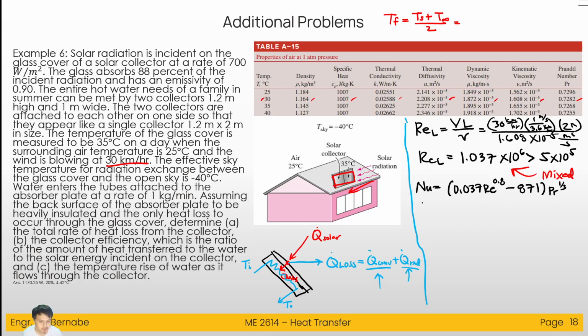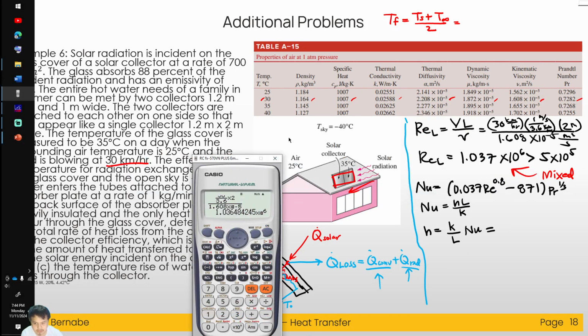And then we know that the Nusselt number is equal to HL over K. Therefore, we can find H. So H here is K over L multiplied by the Nusselt number. I'll solve this simultaneously, just use a calculator. So we have K, thermal conductivity 0.02588, over length.